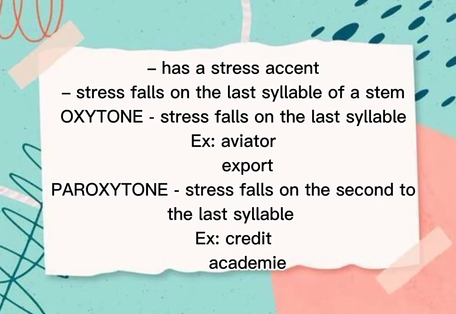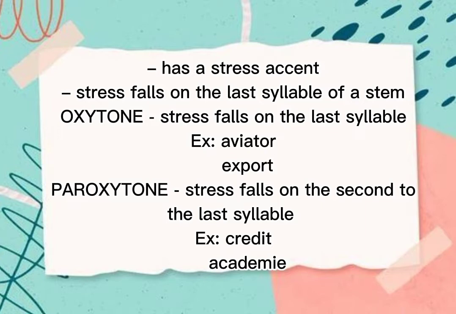Romanian has a stressed accent, like almost all other Romance languages, with the notable exception of French. Generally, stress falls on the last syllable of a stem, that is, the root and the derivational material, but excluding inflections and final inflectional vowels. The first type of stress is the oxytone words, in which the stress falls on the last syllable. Example, aviator, export.